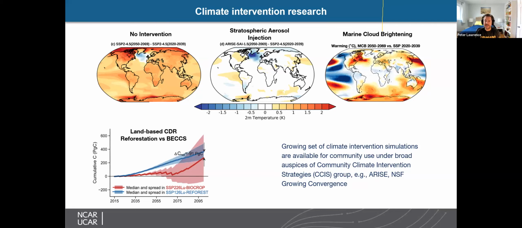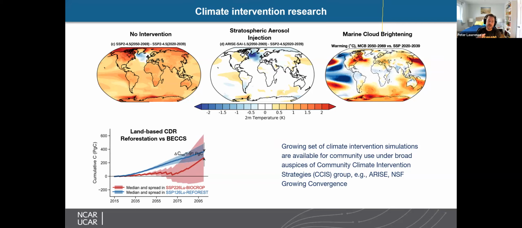The other one on the right-hand side here is looking at what's called marine cloud brightening, where stratocumulus clouds, which are low clouds over the oceans, are seeded with either salt or other forms of cloud condensation nuclei, and they make the clouds brighter and more reflective. So our models respond like that. One of the big problems with marine cloud brightening, as you can see, is that it causes these very large geographic anomalies. In some parts of the world we get strong cooling, in other parts of the world we get strong warming.